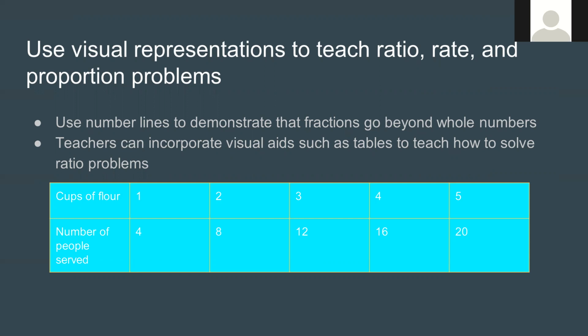the pattern goes on. So using tables is very effective, and I've seen it a lot throughout my own educational career with math teachers using this, and it helps students to understand the full picture of ratios and the patterns that are going on with specific problems.